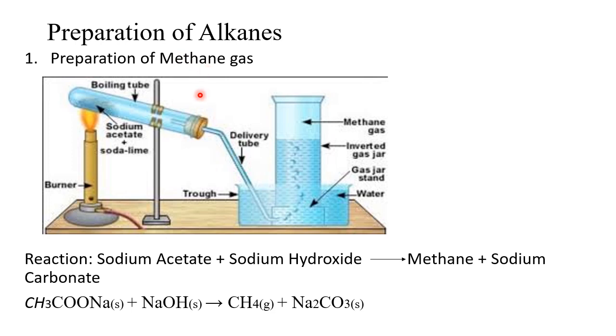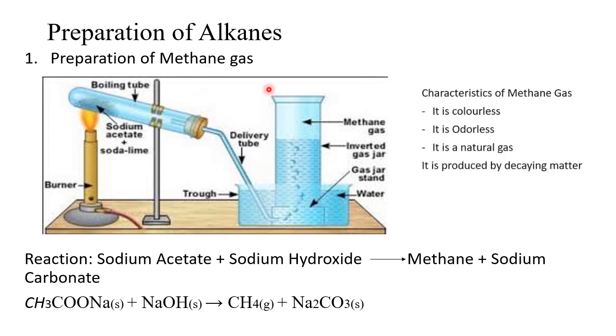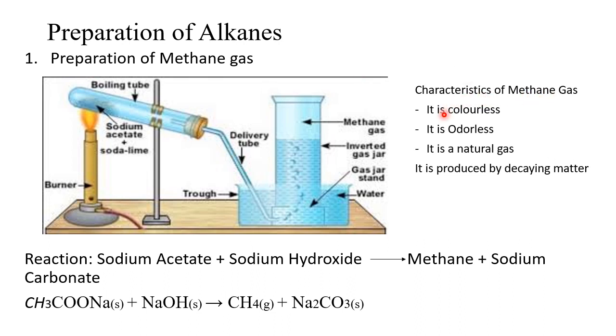Then another thing that we're going to look at is some of the characteristics of methane gas. The characteristics of methane gas is that it is colorless. Then it does not have color. Then it is odorless, meaning that it does not have any smell. Okay, then it is a natural gas, because it is produced by decaying matter. So when you have decaying matter, such as dead plants, dead animals, when they are decomposing and breaking down, their components are breaking down, they release methane gas into the atmosphere. All right, so that is the preparation of methane gas, which is an alkane.